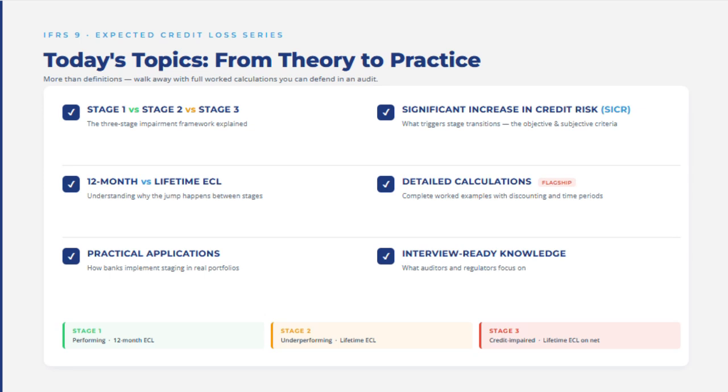Today we'll be covering 6 key areas. We'll compare all 3 stages head to head, explain what actually triggers a significant increase in credit risk, explore the critical difference between the 12-month and the lifetime ECL, walk through the detailed calculations, and show how banks implement this in their actual portfolios. And finally, I'll highlight what auditors and regulators are really looking for. So by the end of this session, you will have full worked examples you can defend in your audit, and the knowledge to apply this framework confidently to your own credit exposures. So let's get started.